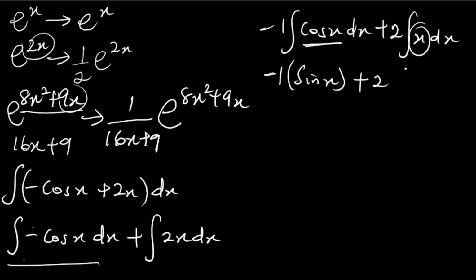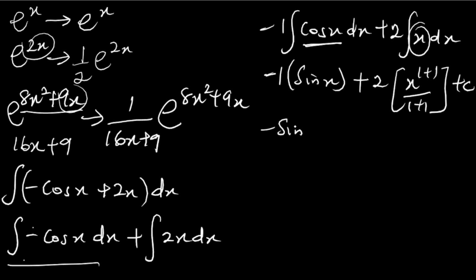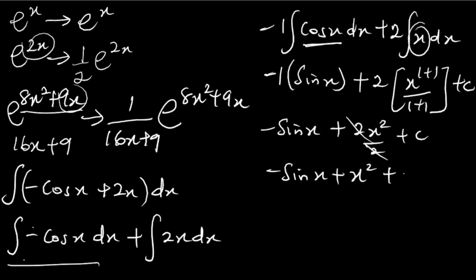Plus 2. Integrating x will give you x raised to the power of 1 plus 1, divided by 1 plus 1, plus c. That is, this will be minus sin x plus 2x squared divided by 2, plus c. The 2 cancels 2. Then we are left with minus sin x plus x squared plus c. And that's the final answer to this particular problem. I hope you understand that.